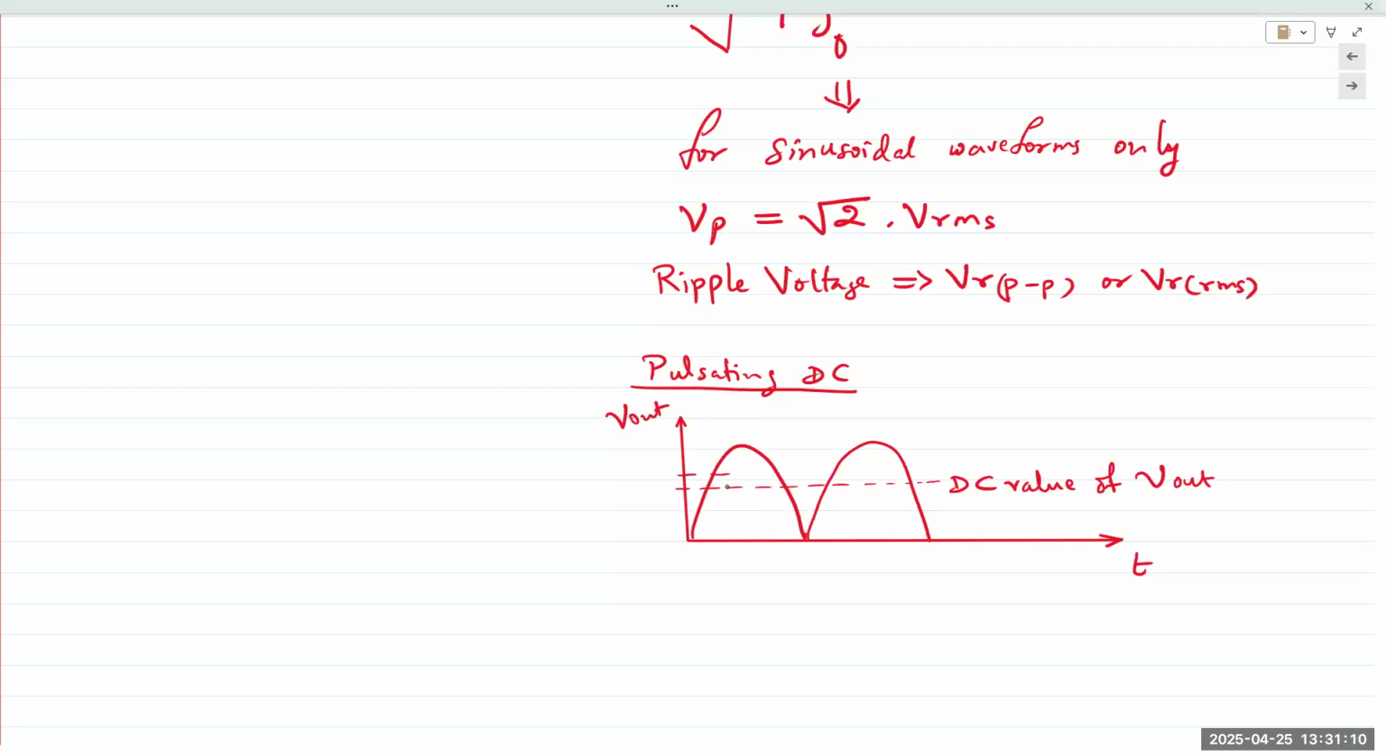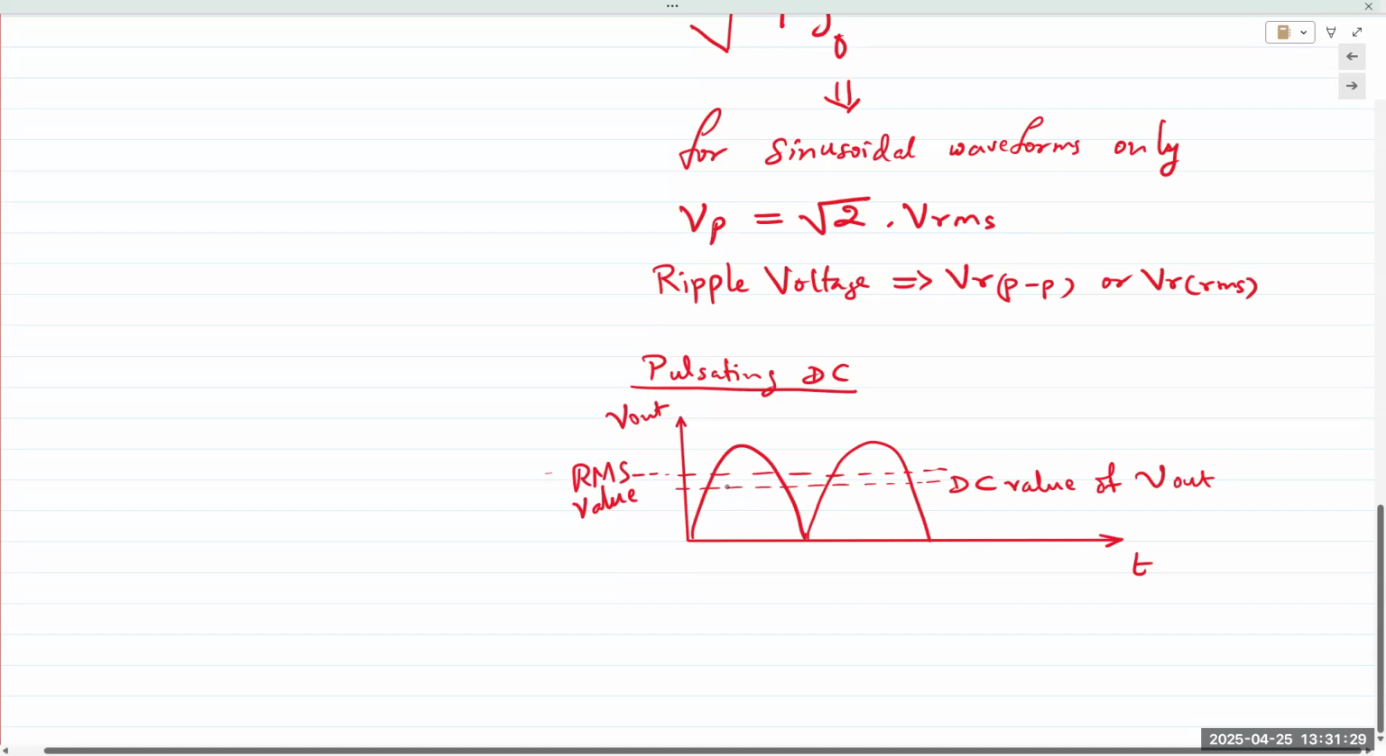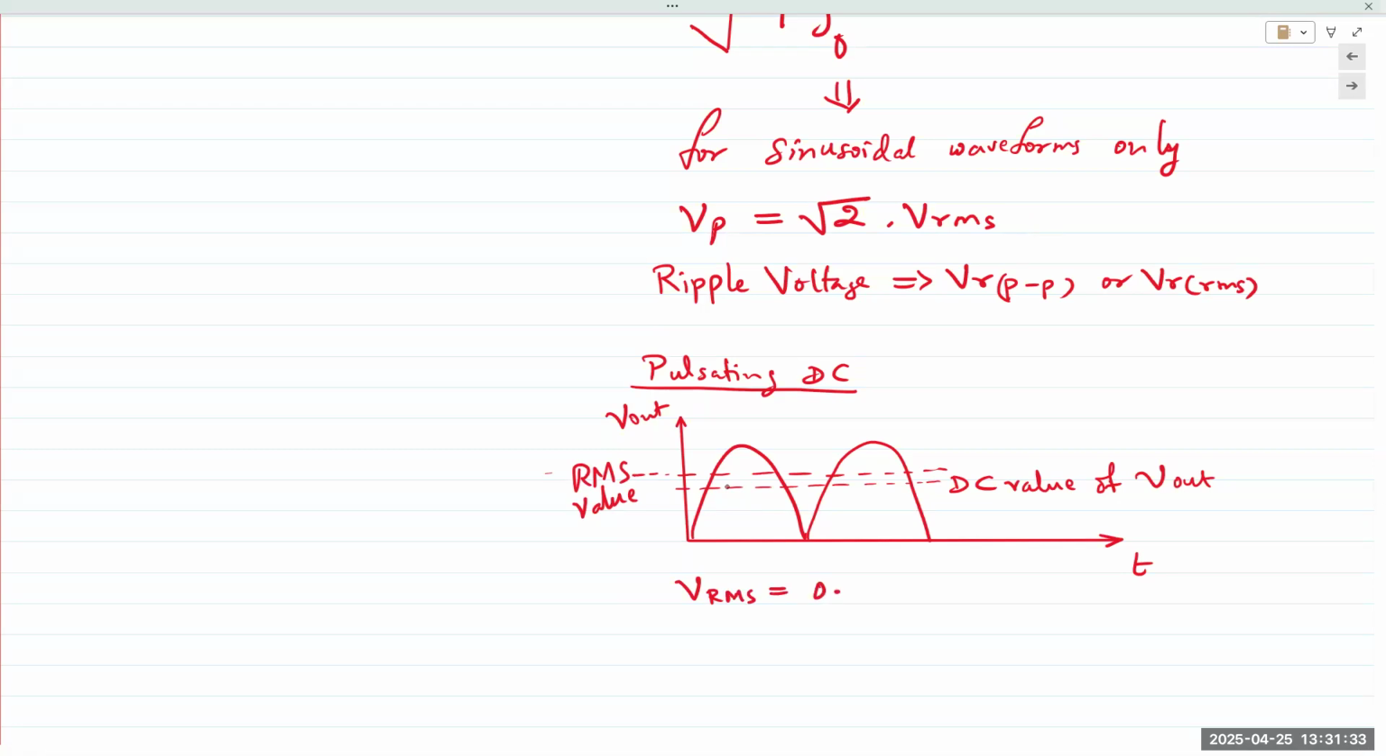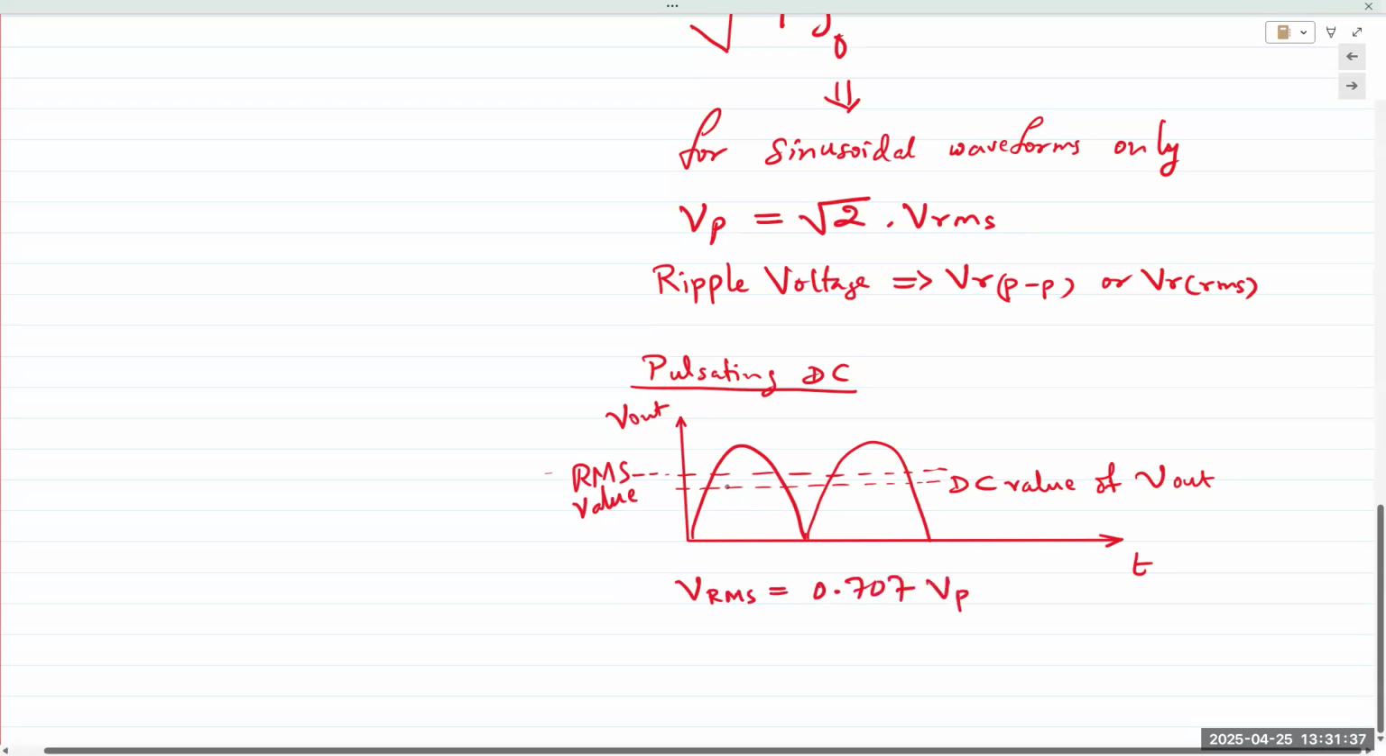And there will be an RMS value of the waveform. Okay, DC and RMS value. The RMS value is straightforward. VRMS is 0.707 times VP, the peak value of the waveform.